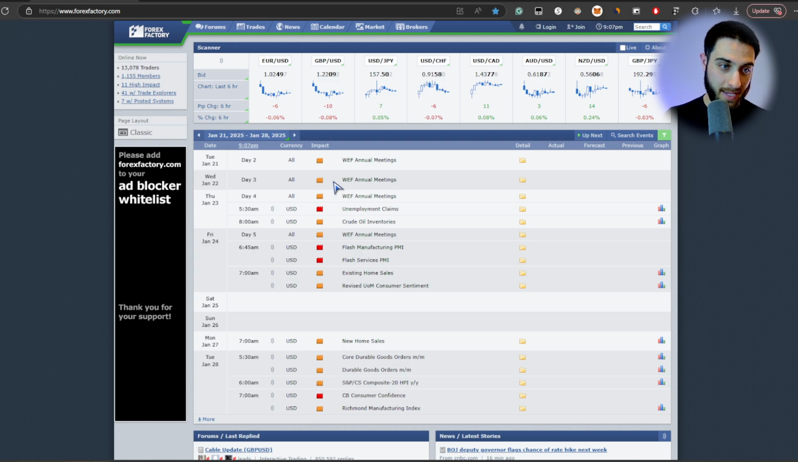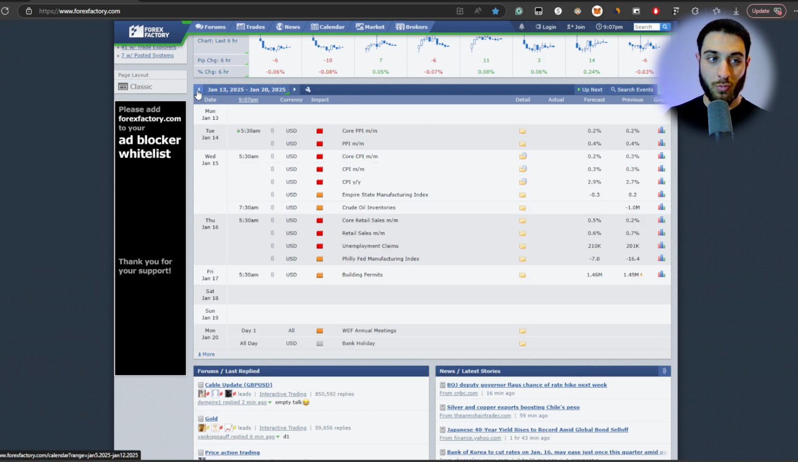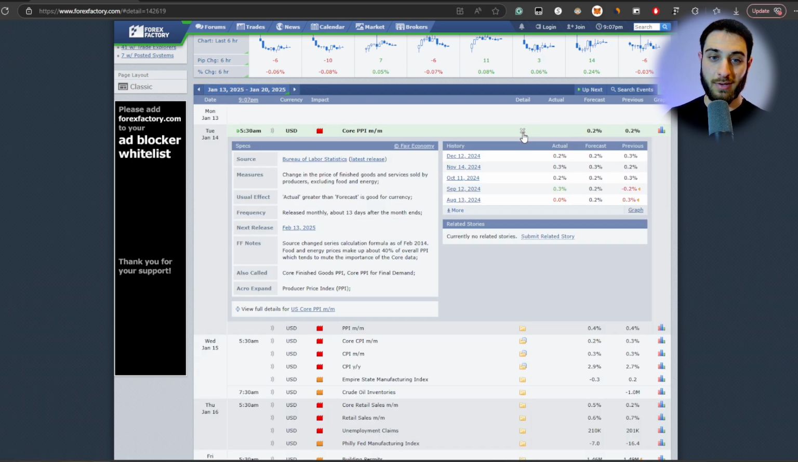If you take a look at the next week, I don't know what this WEF annual meeting is, but if you want an explanation of what the meeting is specifically, you can press on this folder icon and it will show you what it tracks, what the measure of that news event is, the frequency of it, how often it gets released, and the effect on the currency. It says actual greater than forecast, so based on how it compares to the previous or the forecast of the outcome, it tells you the effect on the currency based on the result. It tells you the history of what it was in the past.